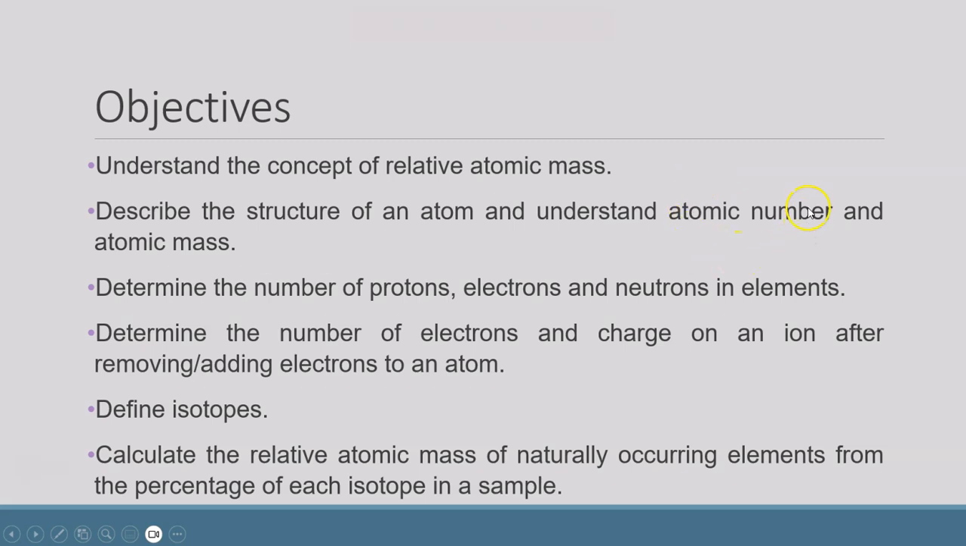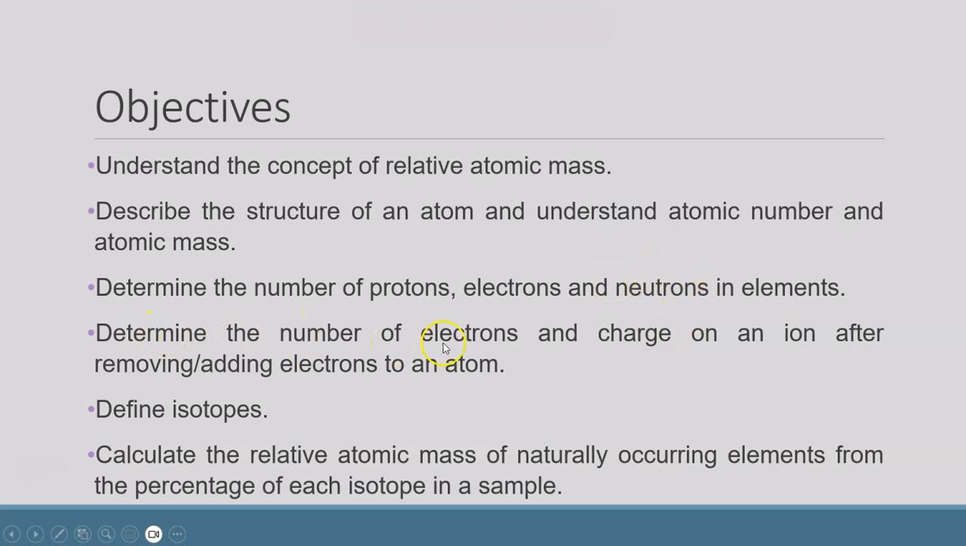We should already be familiar with atomic number and atomic mass of elements based on the periodic table, but we'll revise that. And again, based on the periodic table, we are going to be able to determine the number of protons, electrons, and neutrons in elements.